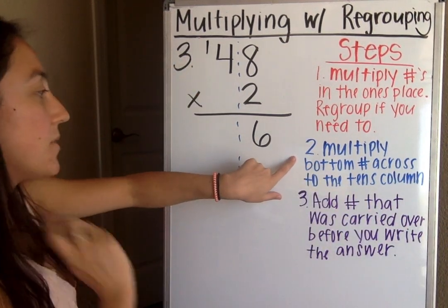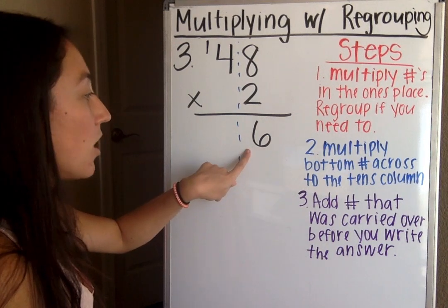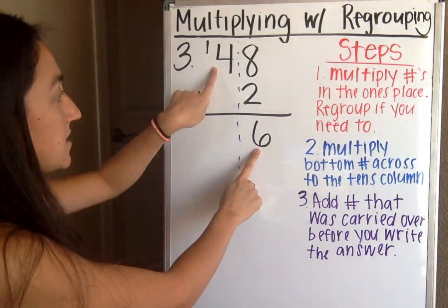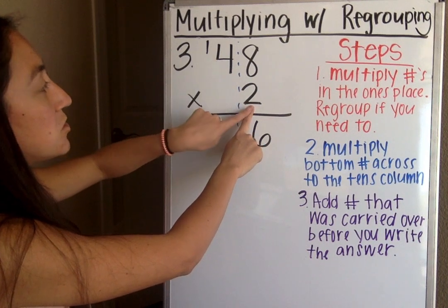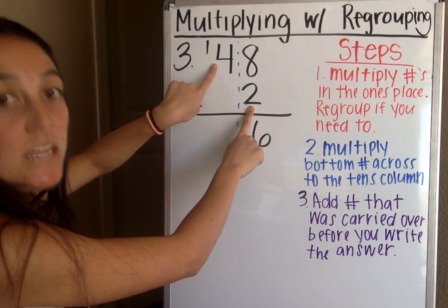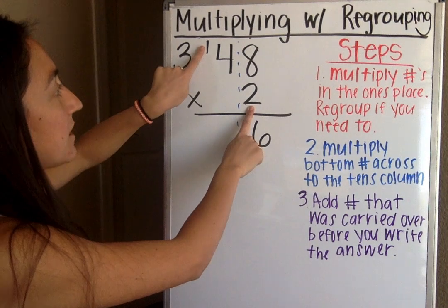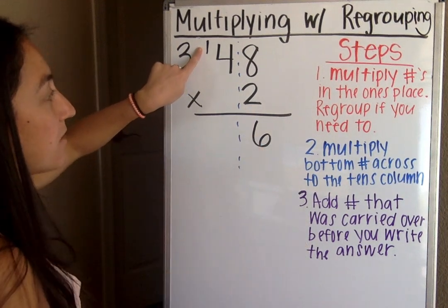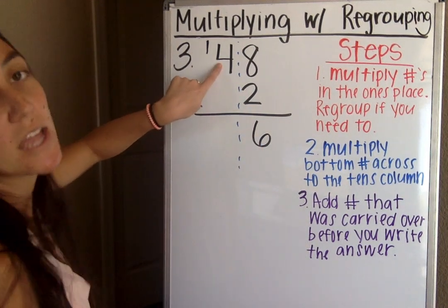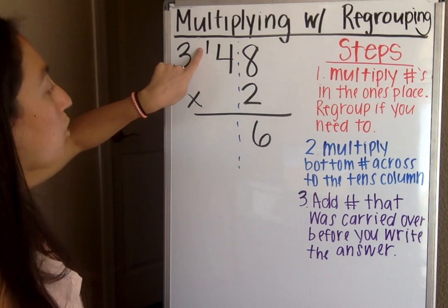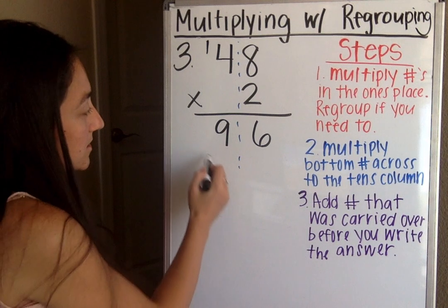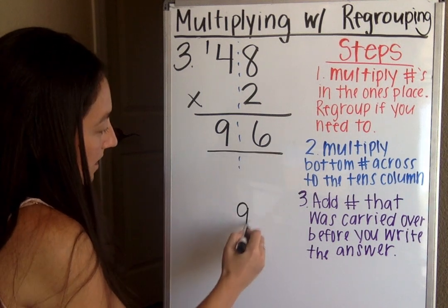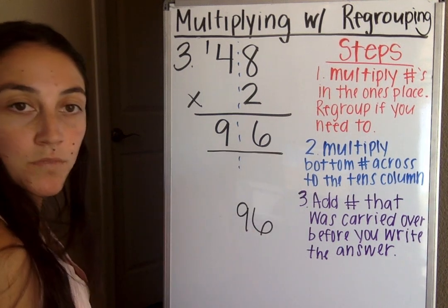My second step is to multiply the bottom number across to the tens column. Oops, sorry, not that. The 2 times the 4. So 2 times 4 is 8. And then I can't forget about my friend down here. Step 3 is to add that number that was carried over. So 2 times 4 again is 8, plus 1 is 9. So my answer to this is 96. Okay?